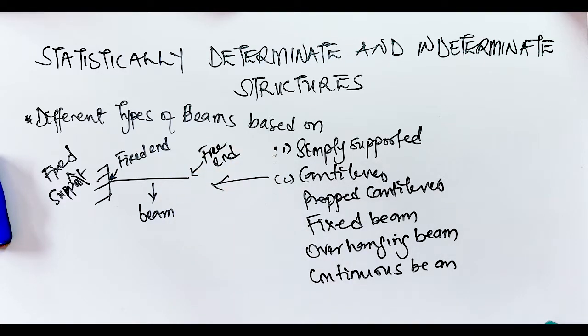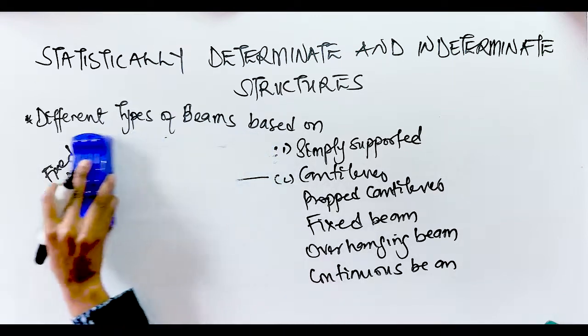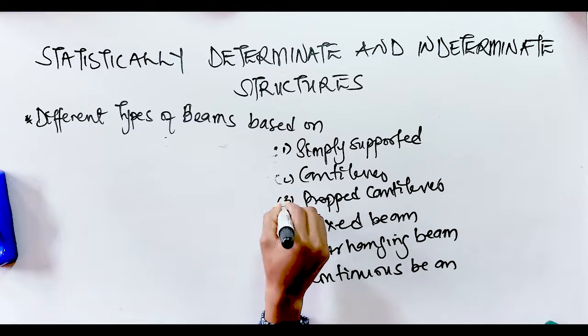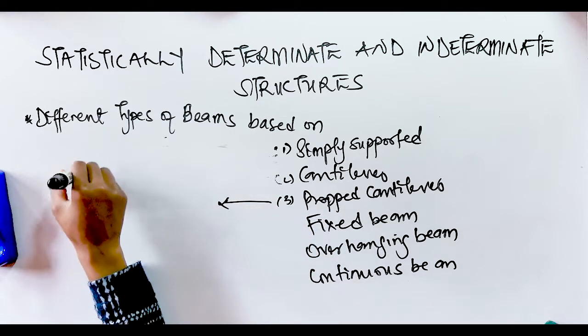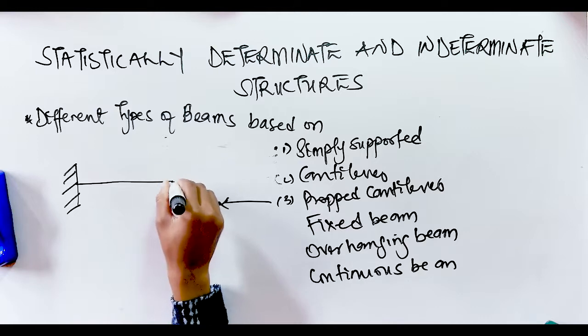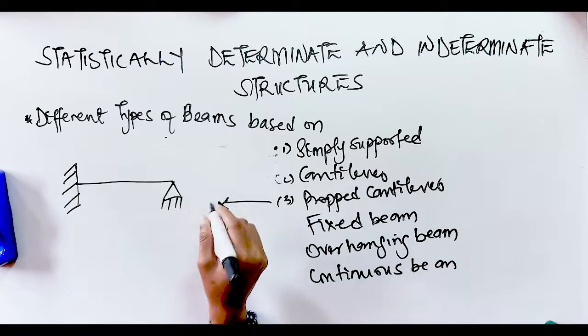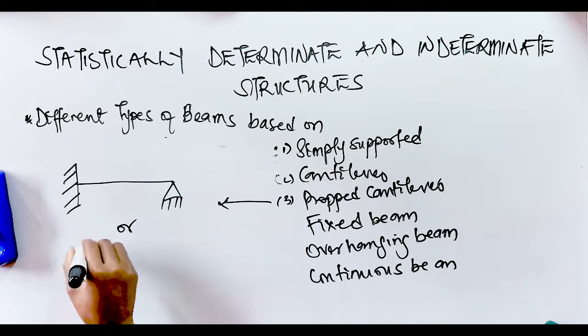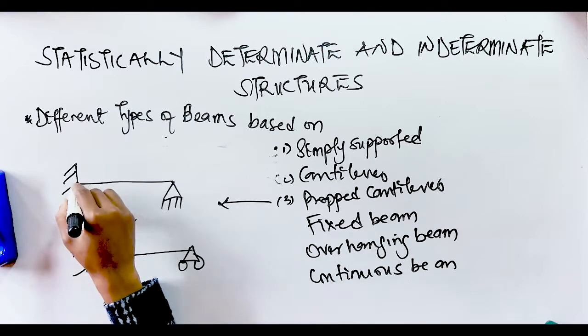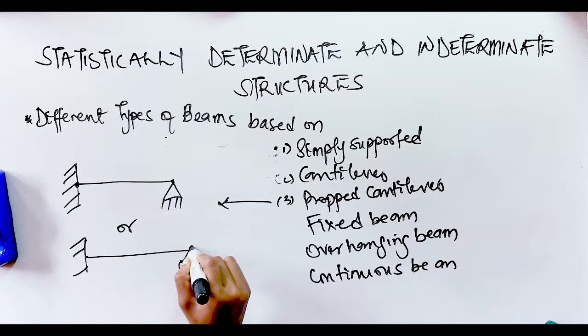Moving on to the third one, which is a propped cantilever beam. A propped cantilever beam is simply a beam which is fixed at one end and supported at the other end, either by a roller support or a hinge support. So you can see that this end has a fixed support, the other end has a roller support, and the line represents the beam. So that is what a propped cantilever beam looks like.